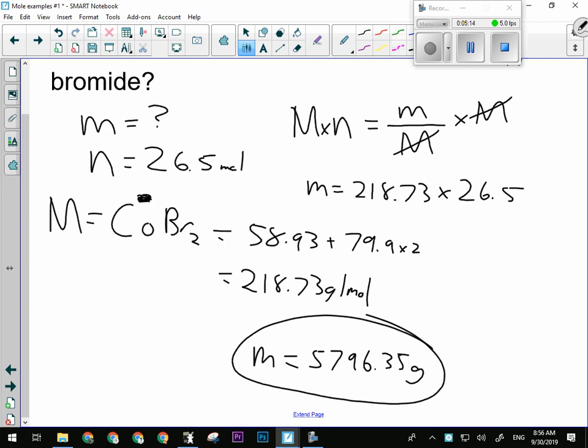Okay, questions on that one? All right, now we're going to look at two that we haven't done before. They're similar, but they have one extra step, and that involves using Avogadro's number.